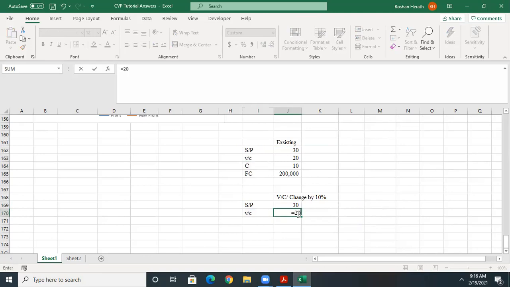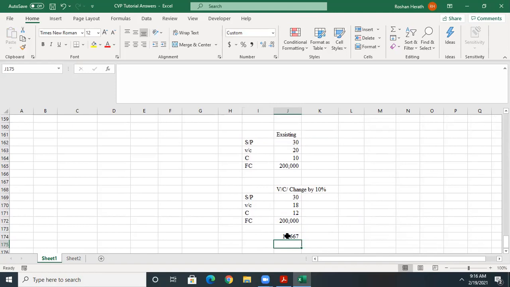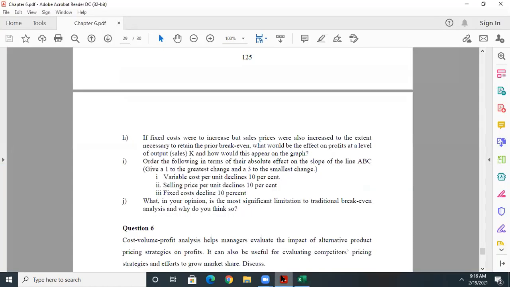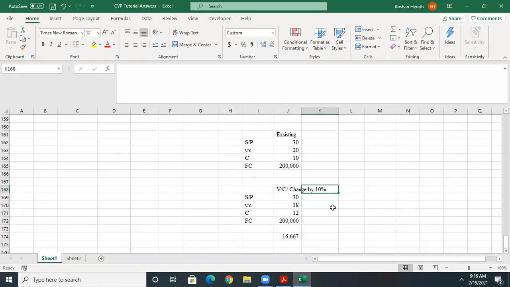Variable cost is 20 at the moment. If it changed by 10%, it's going to be 18. So therefore, you can see your contribution would become 12. So your fixed cost would remain the same, 200,000. So thereby, if you work out the break even, that occurs at 16,667. Then the next scenario, there it talks about what if the selling price per unit declines by 10%.